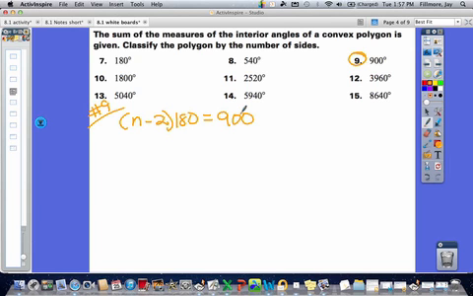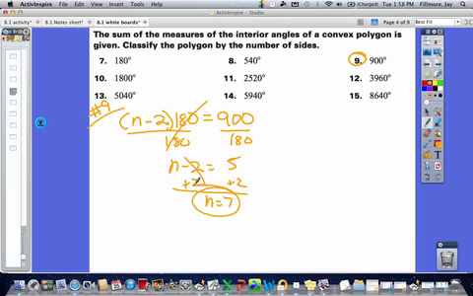And from here, I can solve the equation for n, the number of sides. I can divide both sides by 180. So these cancel, and I have n minus 2 equals, let me double check that, 900 divided by 180 is 5. And then add 2 to both sides, n is 7. So that's a heptagon.